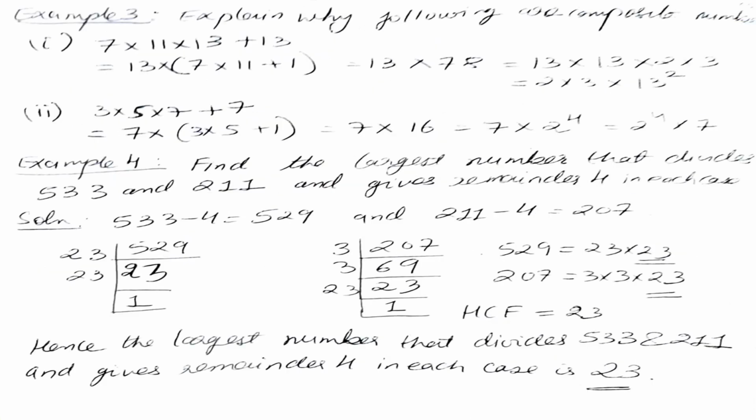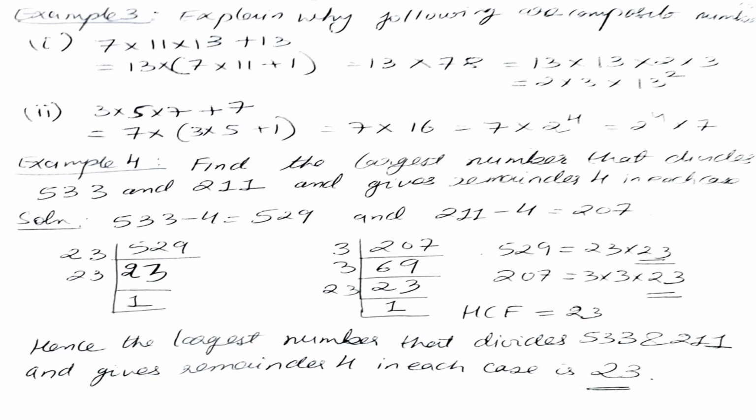Third example, explain why the following are composite numbers. First one is 7 into 11 into 13 plus 13. We take out 13 common, so we get 13 into (7 into 11 plus 1), that means 13 into 78, which is 13 into 2 into 3. So we have got the prime factors, which is 2 into 3 into 13 square. So it is composite, since it has more than 2 prime factors.